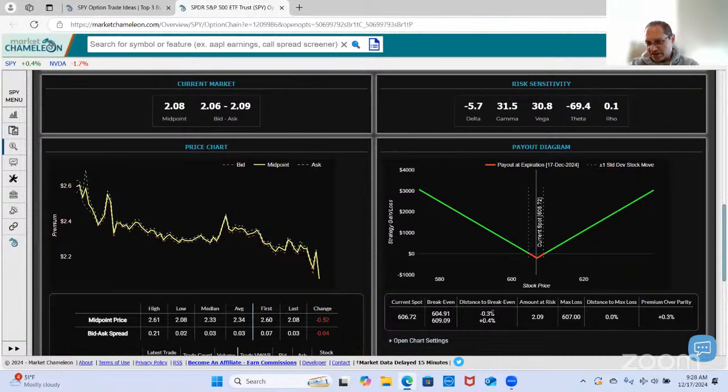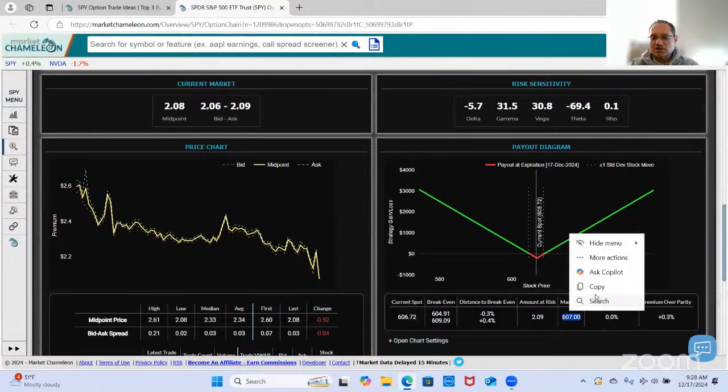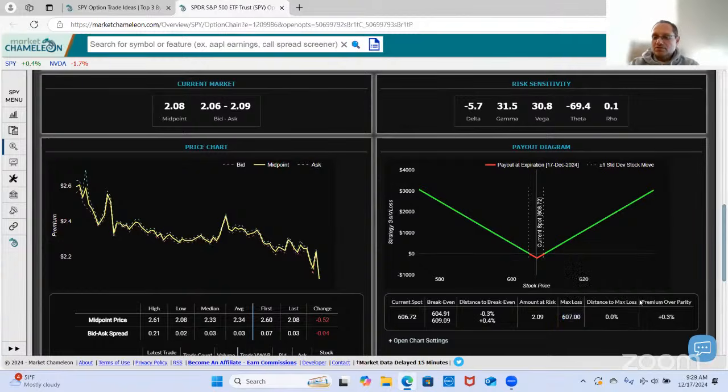So to the downside, it has to move a little bit less than to the upside because it's already below the strike. The amount you have at risk is $2.09. Your max loss is if the stock's at 607, right at the strike. That's your max loss, and you're right near the max loss, and the premium over parity is 0.3%.